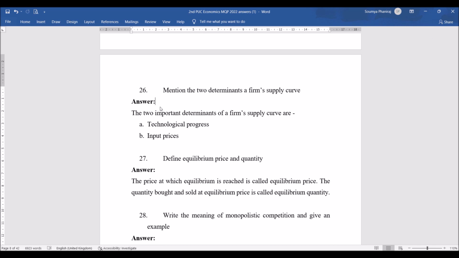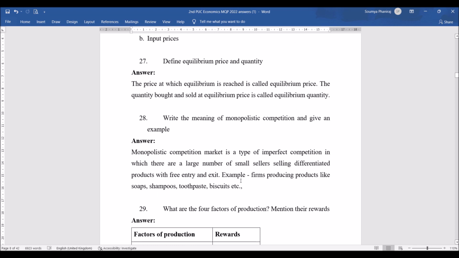The next question is about the determinants of a firm's supply curve. Mention the 2 determinants of firm's supply curve. They are technological progress and input prices. Define equilibrium price and quantity. The price at which equilibrium is reached is called the equilibrium price. The quantity bought and sold at equilibrium price is called equilibrium quantity.